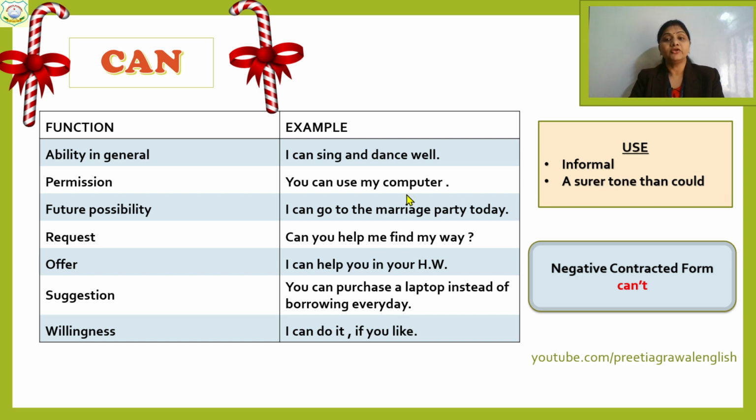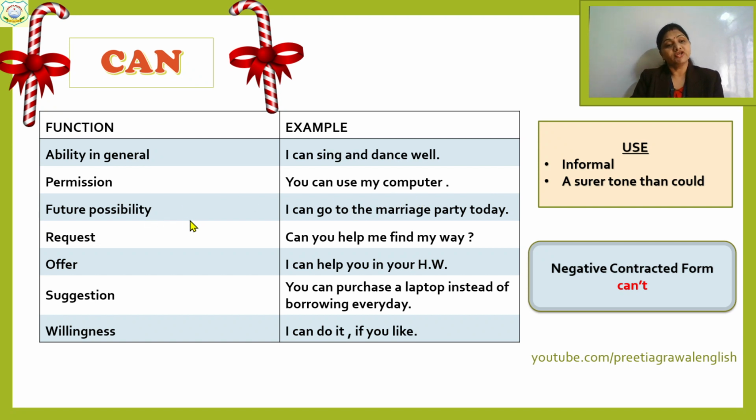But you cannot use this can while you are in the office. Clear? So there are different uses of the modal. For permission, it means informal. Whenever you are informal, you can say, you can use my computer. Here the person who is speaking is giving permission to his friend. That's why it is written there, you can use my computer.